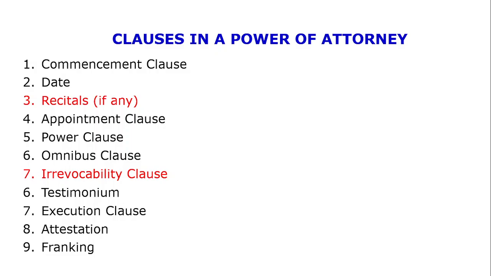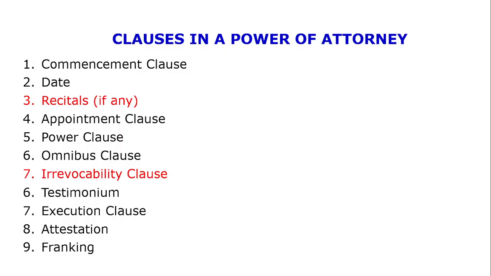Now you may be wondering why the reciter is in red, and why the irrevocability clause is in red. As we proceed in this lecture video, you will understand why I've put these two clauses in red, because it is not compulsory that they must be in a power of attorney. However, please listen. If what you were asked in the question is to list the clauses, then you include everything. You include both the reciter and the irrevocability clause.